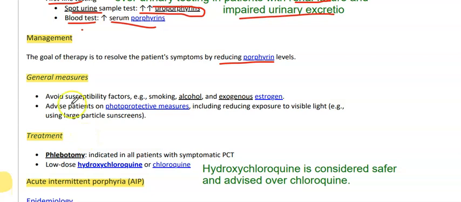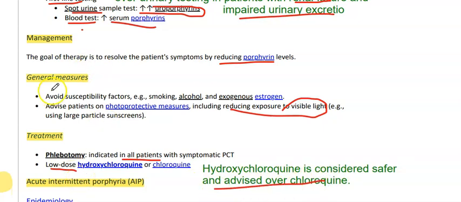General measures: avoid susceptibility factors such as smoking, alcohol, and estrogen. Advise the patient on photoprotective measures, including reducing exposure to visible light, for example using large particle sunscreen. Treatment: phlebotomy is indicated in all patients, along with low dose hydroxychloroquine or chloroquine. Hydroxychloroquine is considered safer and is advised over chloroquine.